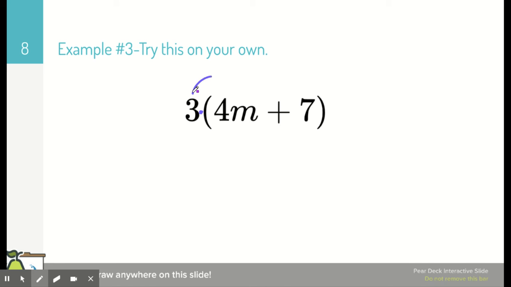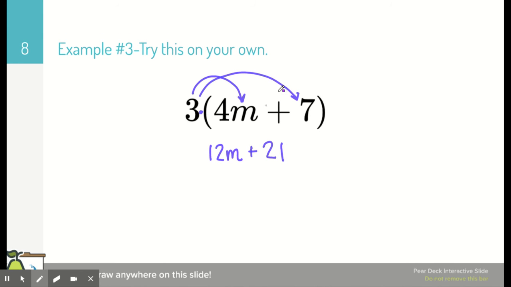I always draw these arrows here when I'm distributing, and I'll explain why in a second. But we're going to distribute the 3 to the 4m. Positive 3 times a positive 4 would give me 12m. Then I'm going to distribute this 3 to the 7. Positive 3 times a positive 7 will give me a positive 21.